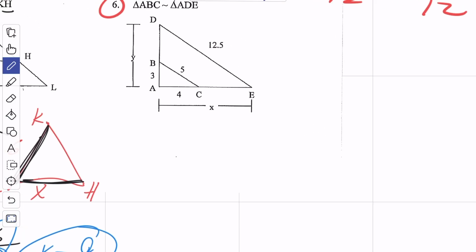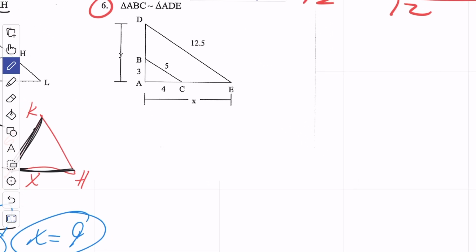And for 6, it's similar in that we're going to redraw these two triangles. ABC, well, ABC is a smaller one, so I'm just going to separate that.